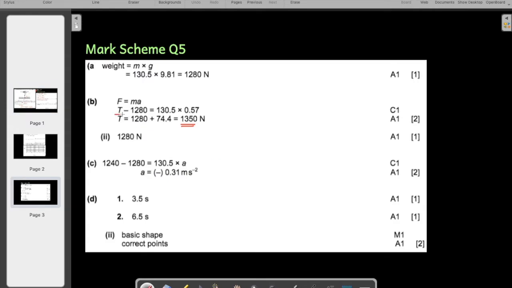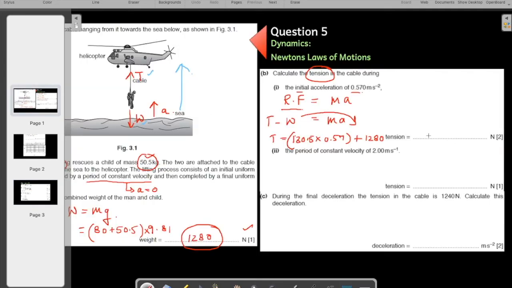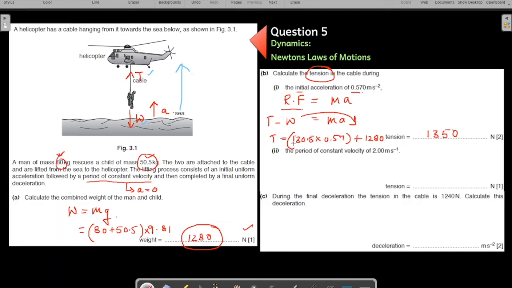See, here also they are doing exactly the same thing. So your tension is 1350. When you work it out, you'll get this answer. Alright, so this part is done. Let us come to the next part.